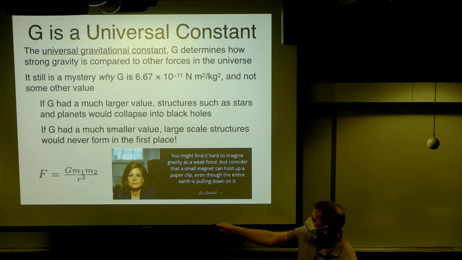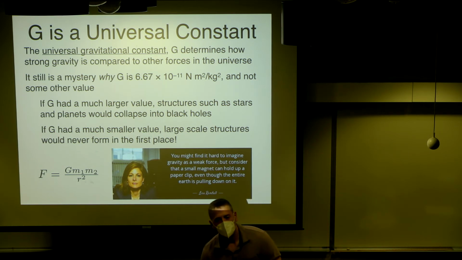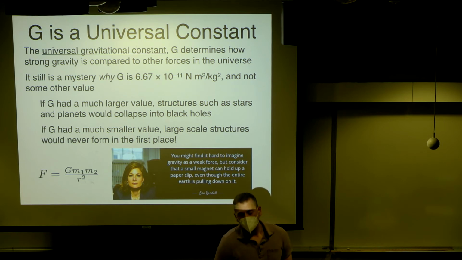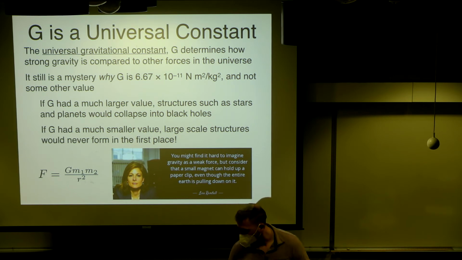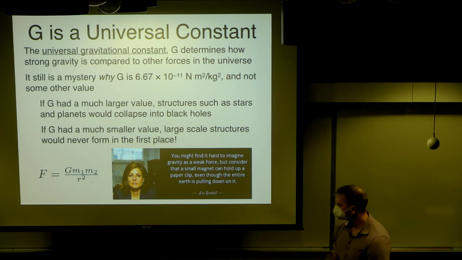What if G had a much smaller value and gravity was much weaker? Well, then big structures like the planet we're standing on or the sun or galaxies, those wouldn't be able to be here in the first place. You need gravity to pull things together and form large structures, okay? So it looks like G is right in the sweet spot where structures can form, but they don't just collapse into black holes. So that seems to be the case, but we don't exactly know why. So it's an ongoing mystery. Okay?